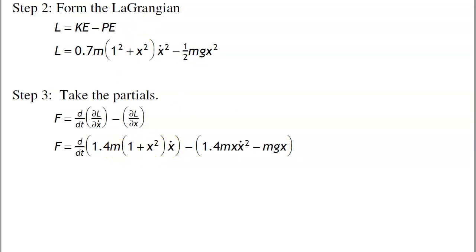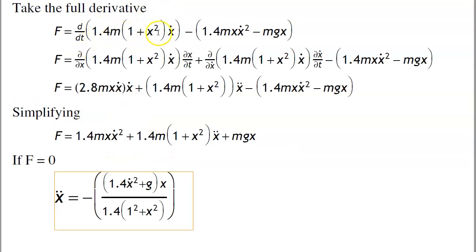Now take the full derivative. The full derivative, assuming mass is constant, will be the partial with respect to x times the partial of x with respect to t, plus the partial with respect to x dot times the partial of x dot with respect to t, and this term. Partial with respect to x is, there's the x, gives you 2.8 m x dot times the partial of x with respect to t, which is x dot. Partial with respect to x dot, here's the x dot, gives you these terms, times the partial of x dot with respect to t, which is acceleration, and the last term.